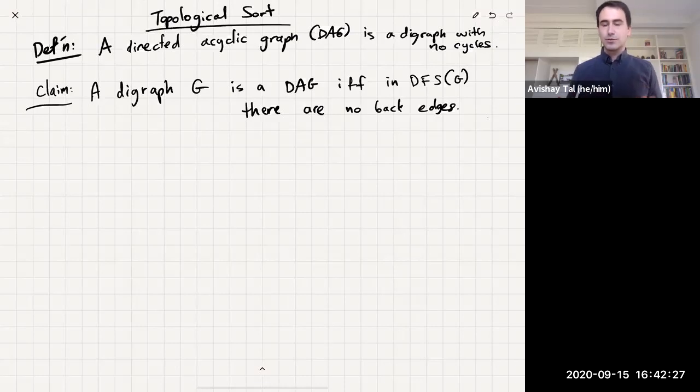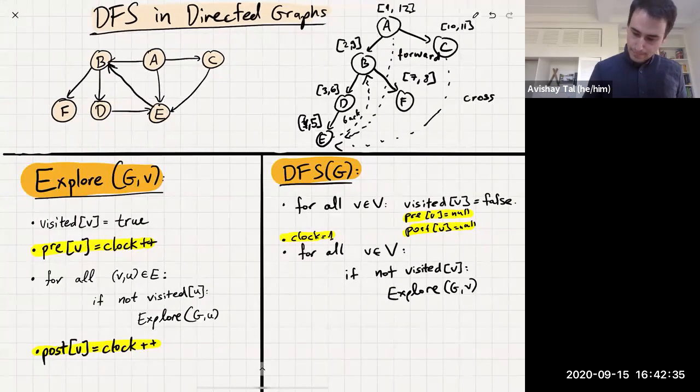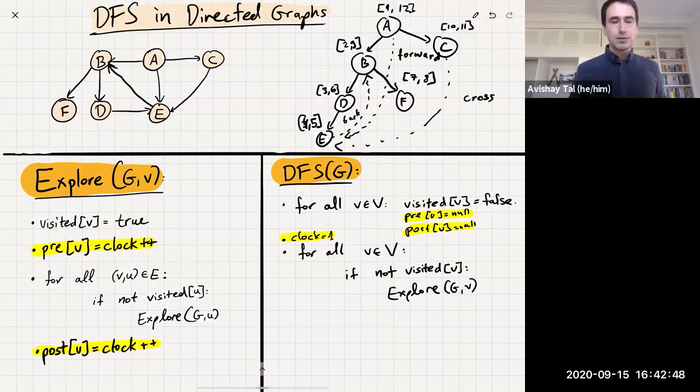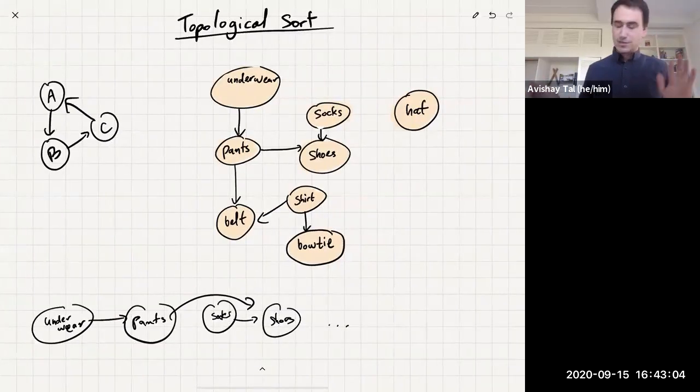Back is not the same as cross. Back is really back. A back edge here is from E to B. We explored from B to D, and from D to E, and then we considered the back edge from E to B. So this indicates that there's a cycle. And I claim that this is an if and only if. A cross edge is not an indication of a cycle. If you have only cross edges, then you don't have a cycle.